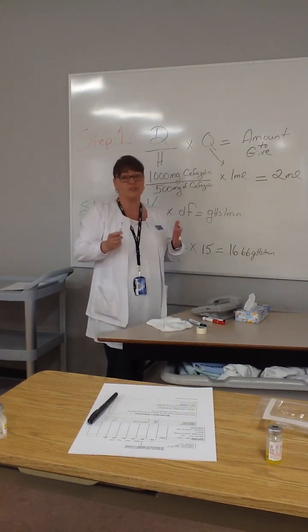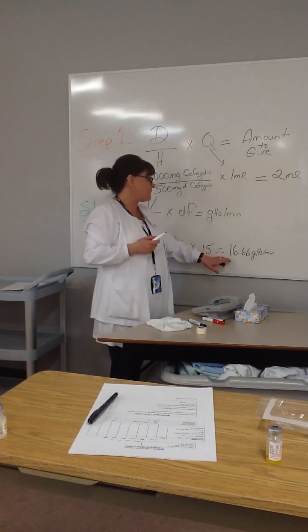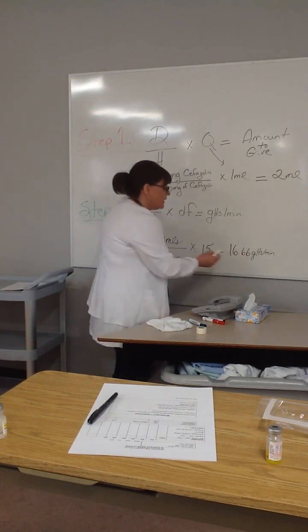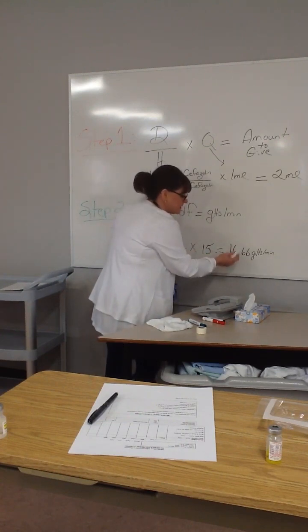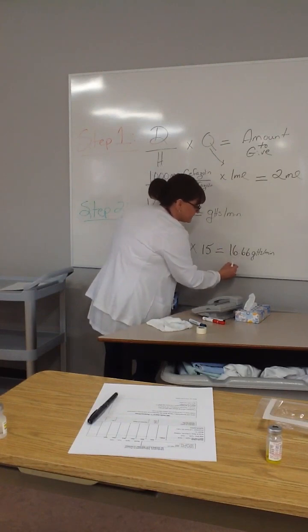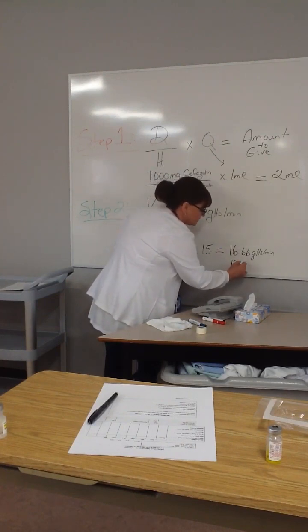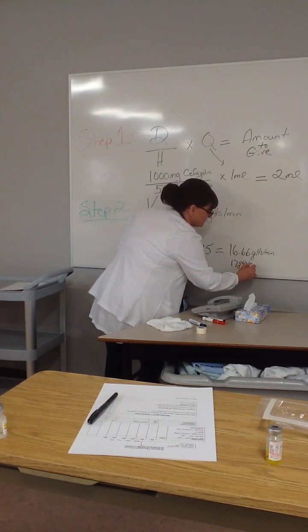And so if I had a class in front of me, I'd say, can we administer a fraction of a drop? And the answer is no, we can't. So we'd have to round up. So anything 5 and above gets the next number, so we're going to bring that to 17 drops per minute.